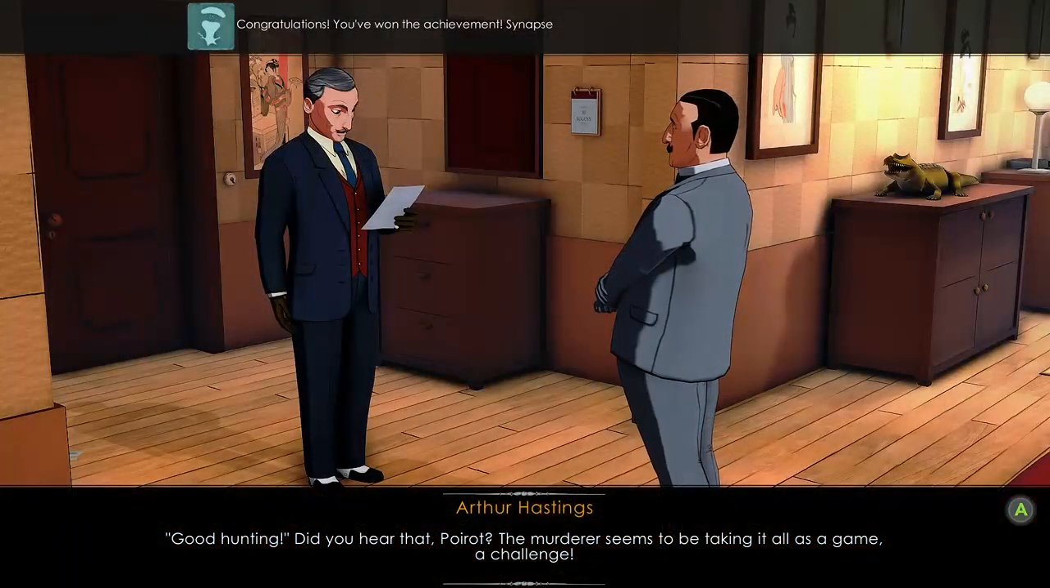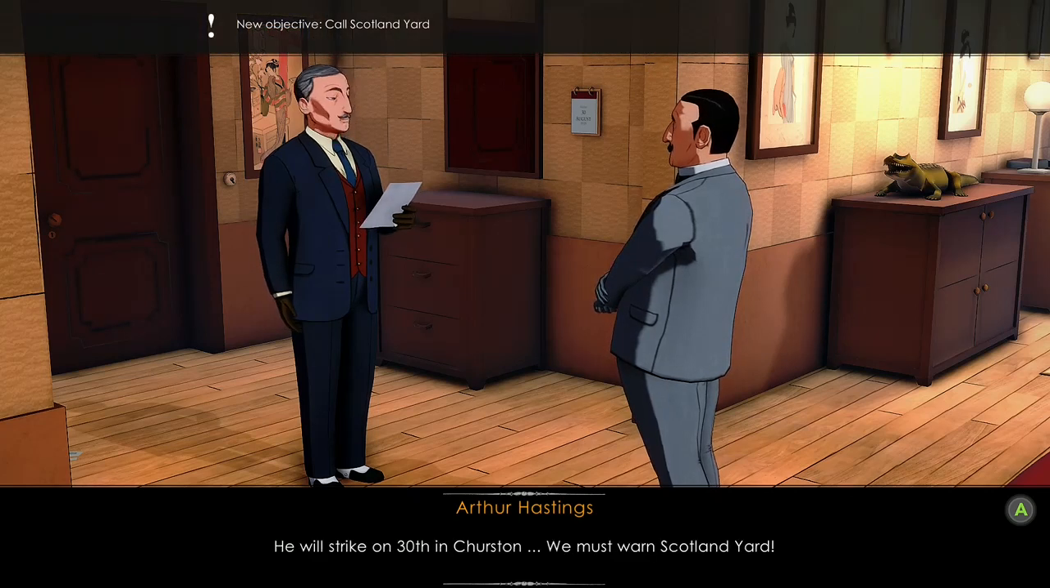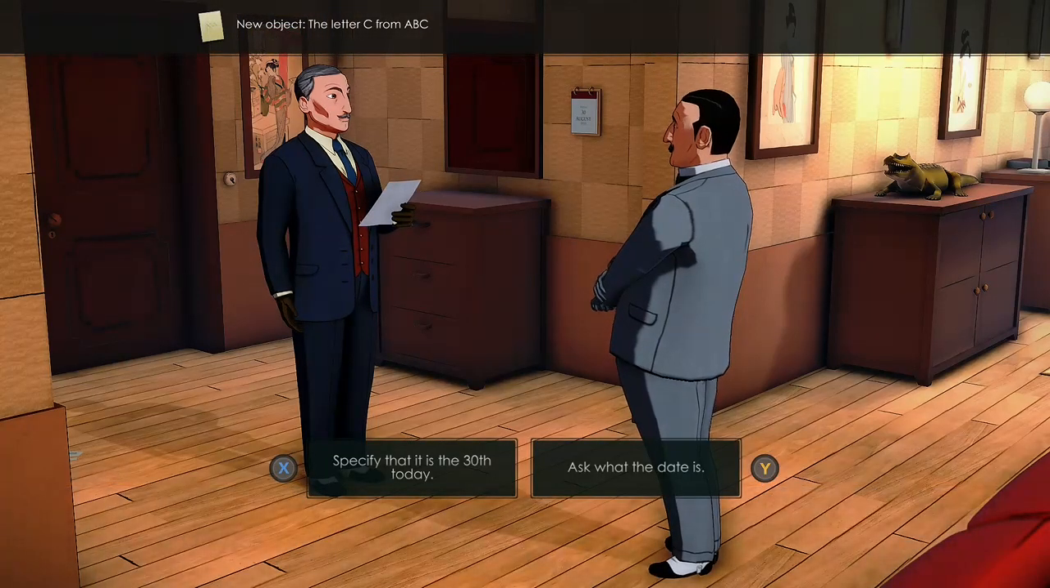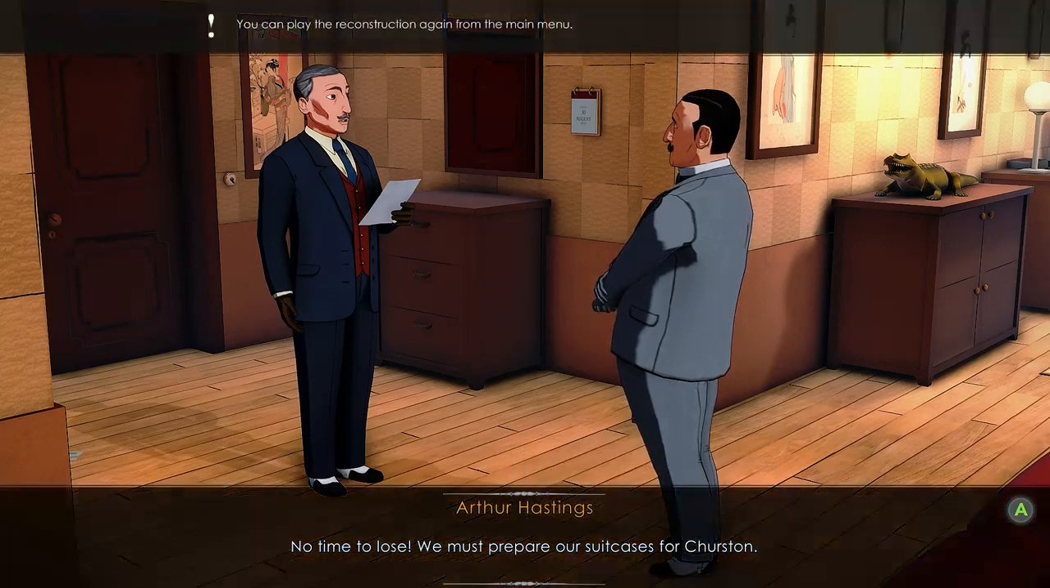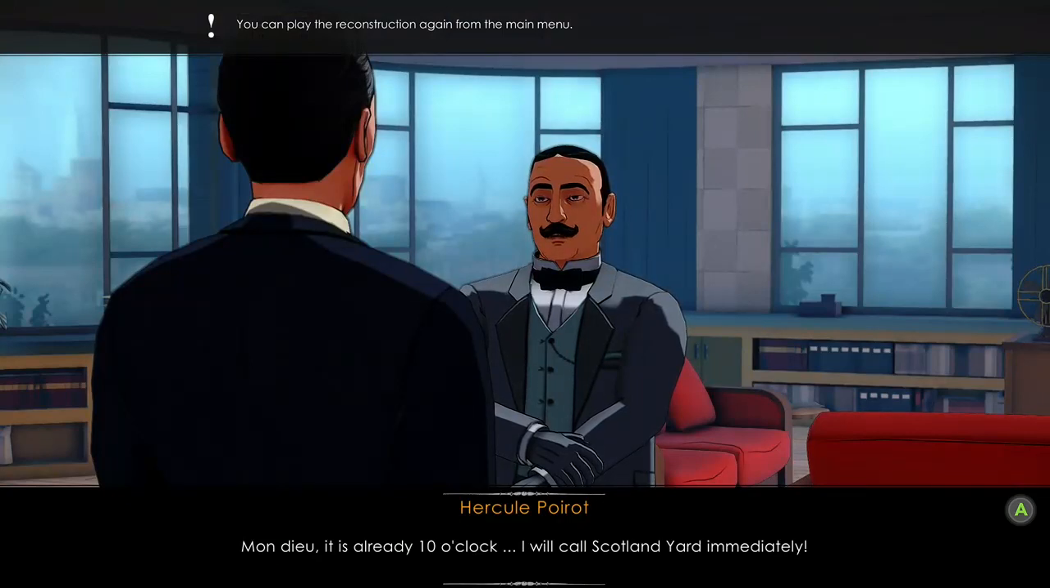Good hunting. Did you hear that, Poirot? The murderer seems to be taking it all as a game, a challenge. He will strike on the 30th in Churston. What does that make me think of? We must warn Scotland Yard. No time to lose. We must prepare our suitcases for Churston. Mon Dieu, it is already 10 o'clock. I will call Scotland Yard immediately.